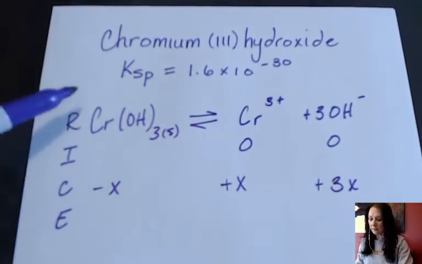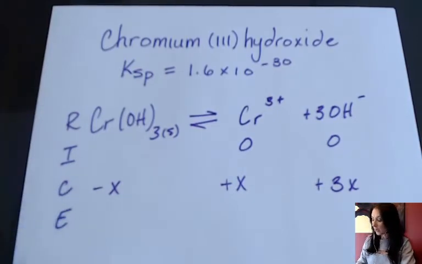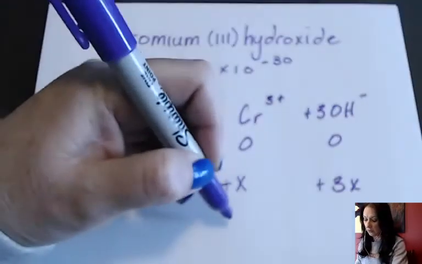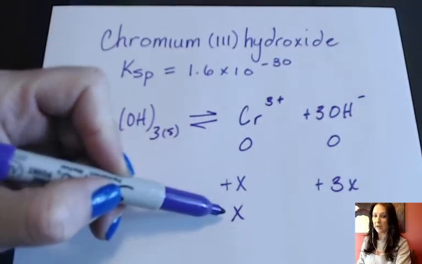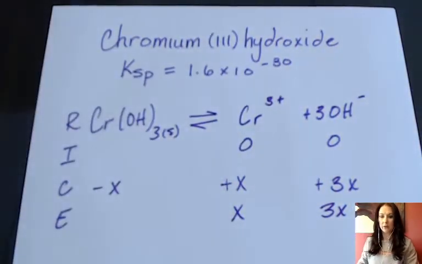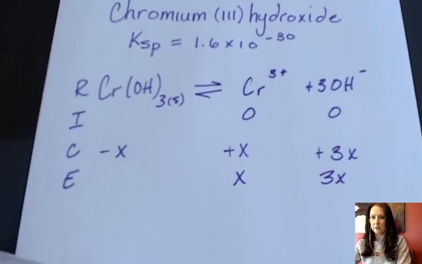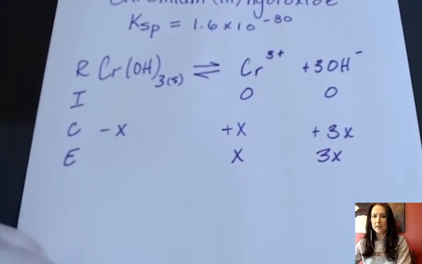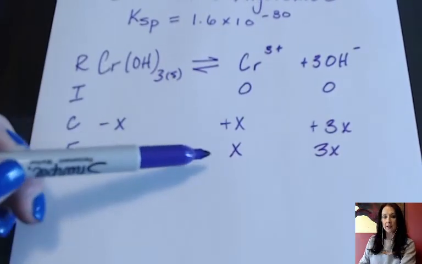At equilibrium, I'm not overly concerned about what's on my reactant side because they're not going to play a part in my KSP expression, but I do want to know what my product concentrations are. So 0 plus x will give me x. 0 plus 3x will give me 3x. Now, I know what my concentrations at equilibrium are.